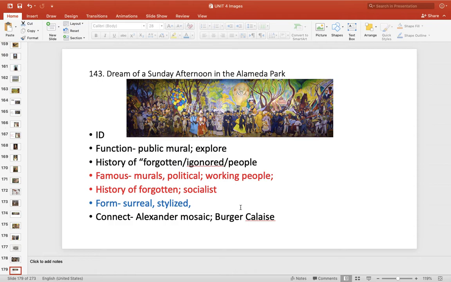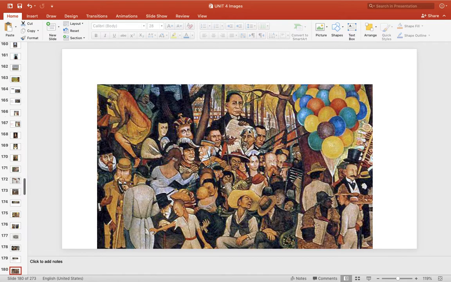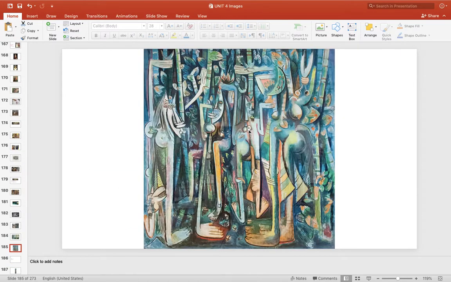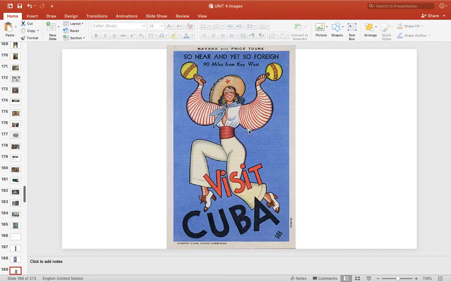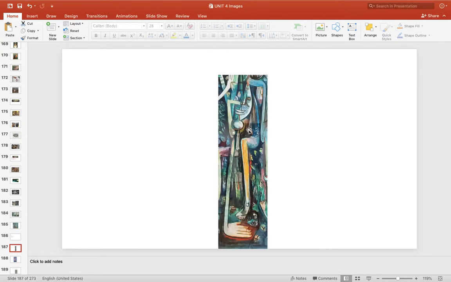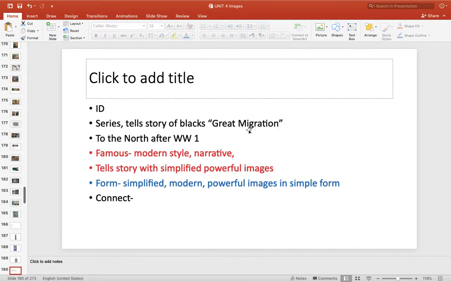And so what's it famous for? His murals, socialism, working people, history, but of those that have been ignored. The form is surreal or stylized. It's a historical work. All right, and then this is the one I've never seen before, or even forgot the name, but look that one up. It's also surrealist.